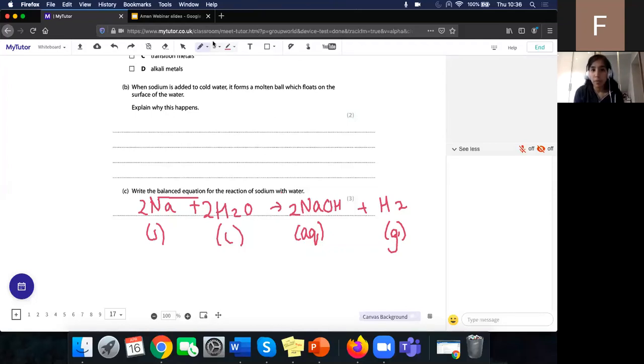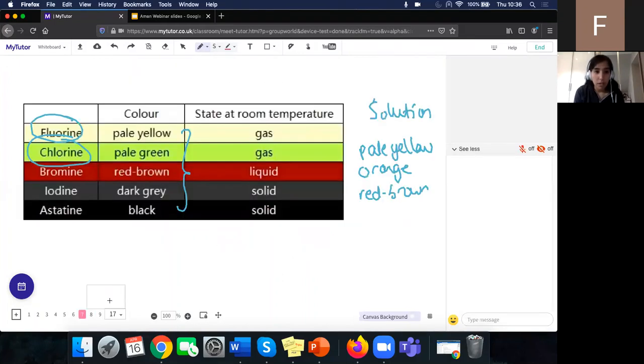Thank you. Could you quickly go back to the colours and state table? Yes. I think a couple of people just wanted to have a look. And someone's asked, why are group 1 elements soft?